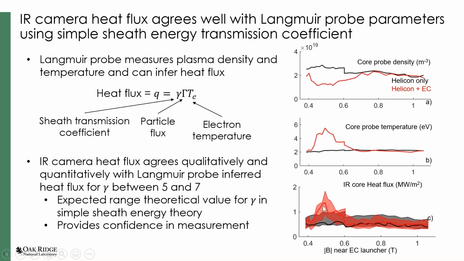On the same plot, in the solid lines, is what the IR camera measures at the same location that the probe measures. And you can see that there's pretty good agreement in both the magnitude and trend for a wide range of cases. And this is only true if you assume a sheath transmission coefficient between 5 and 7. That's what the shaded error bars represent. If you assume a value of 5, that's the minimum. If you assume a value of 7, that's the maximum that's shaded. It turns out that at least for a simple sheath energy theory, this is the expected theoretical range. So this gives us some confidence in both the measurement and the models.